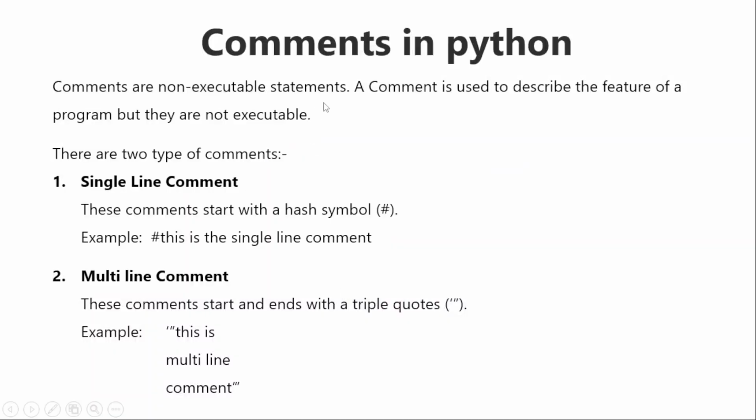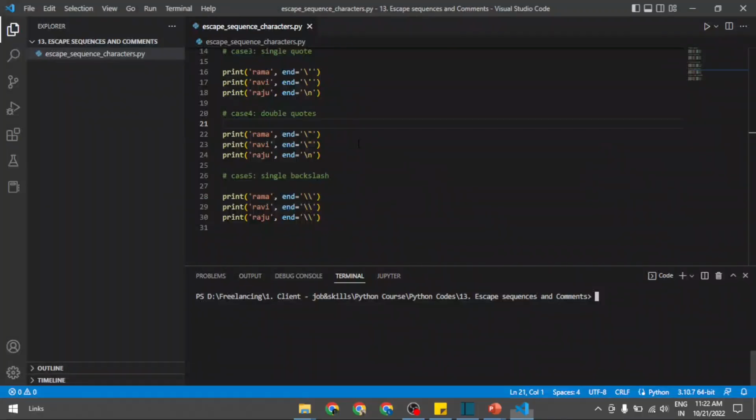Comments in Python are non-executable statements, so they won't be executed. A comment is used to describe the feature of a program, but it is not executable. There are two types of comments. One is single line comments and the other one is multi-line comments. Single line comments start with a hash, and multi-line comments start with triple quotes. So I will show you.